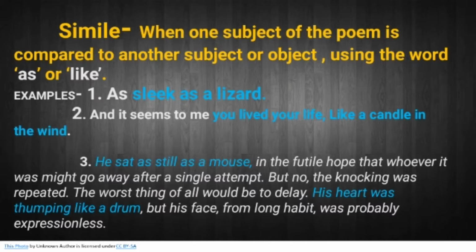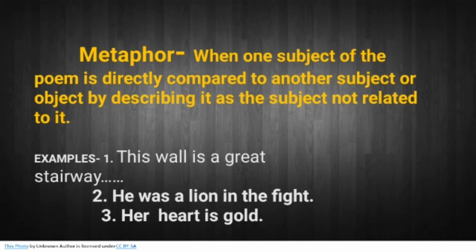She is as beautiful as the rose. This is also a simile. Well, some very common similes we all are aware of. As beautiful as a peacock, as sly as a fox. These are called similes. Now, we come to metaphor.